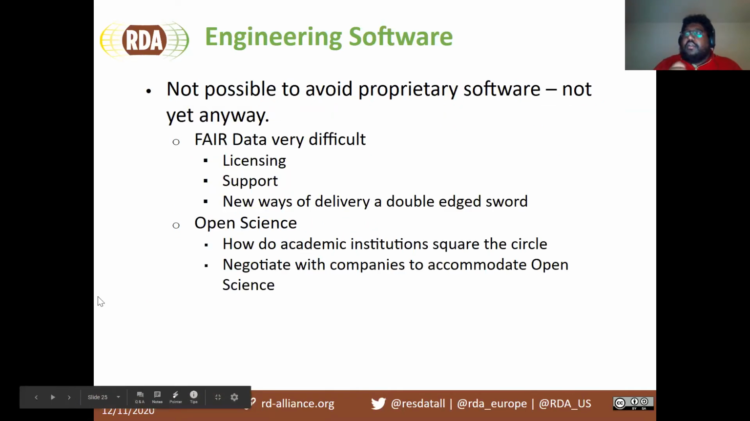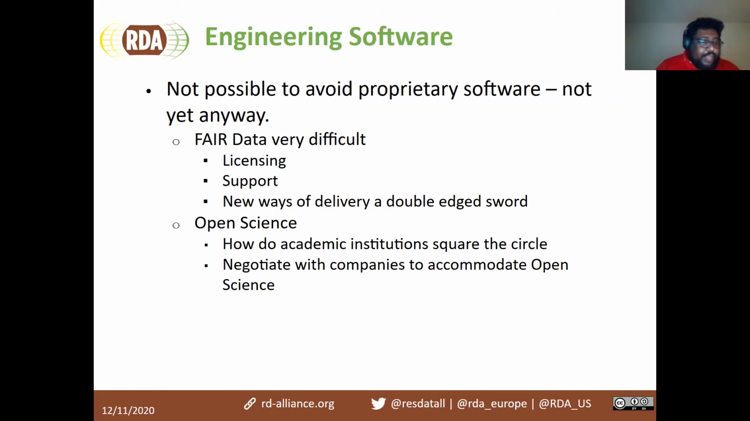I think the real problem is that at the moment, we can't avoid proprietary software, even if we want to, both in the research context and the real world. This produces a lot of problems, but I've highlighted a couple of ones. FAIR data becomes very difficult. One of the reasons is, for example, the licensing associated with a proprietary software. There are lots of different licensing regimes that exist, which complicate how you can, in fact, archive your software.